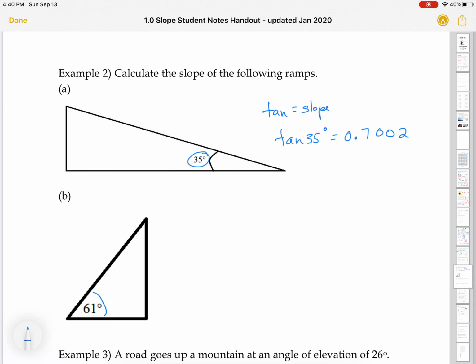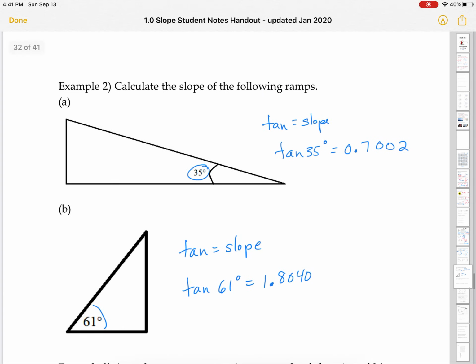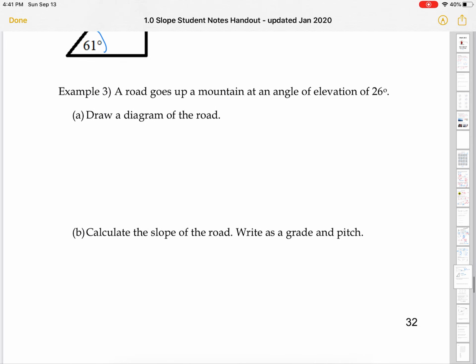Here we have 61. Remember, tan equals the slope. So tan of 61 degrees is equal to, so we put 61 in, and we hit our tan button, and we get 1.8040. We're sticking to the 4 decimal plan, okay? So that's pretty simple. If you've got the angle, you don't even need the rise or run. You just figure out tan of that particular angle.